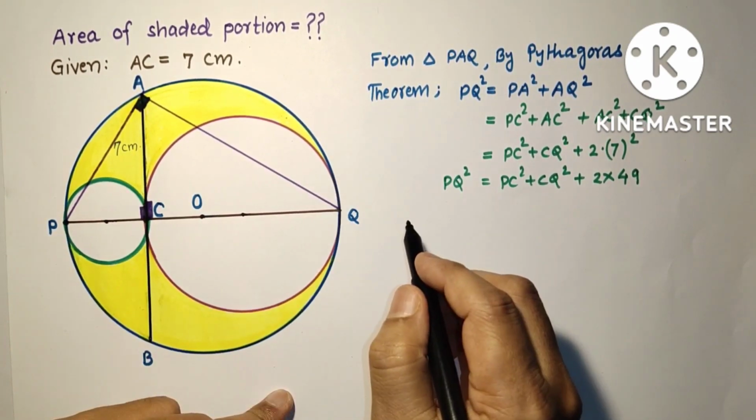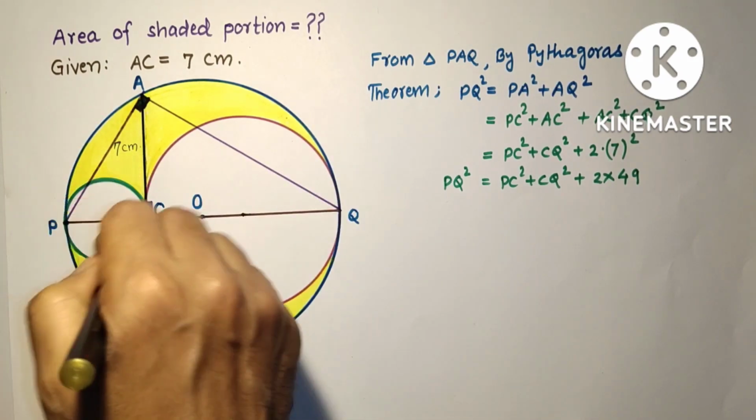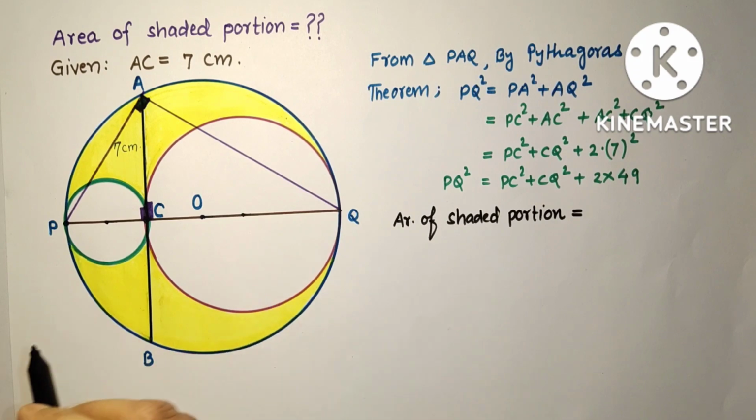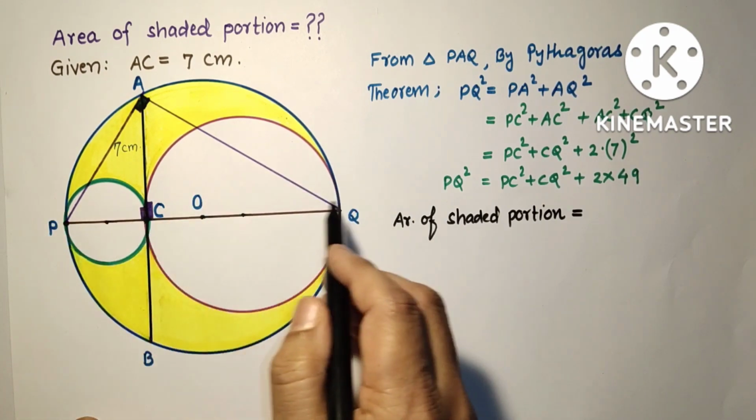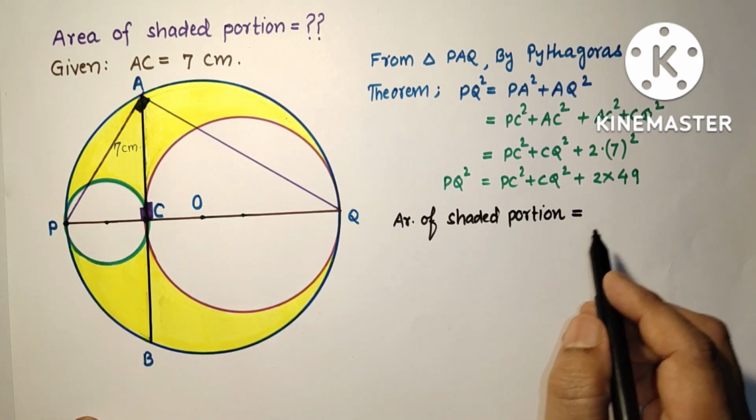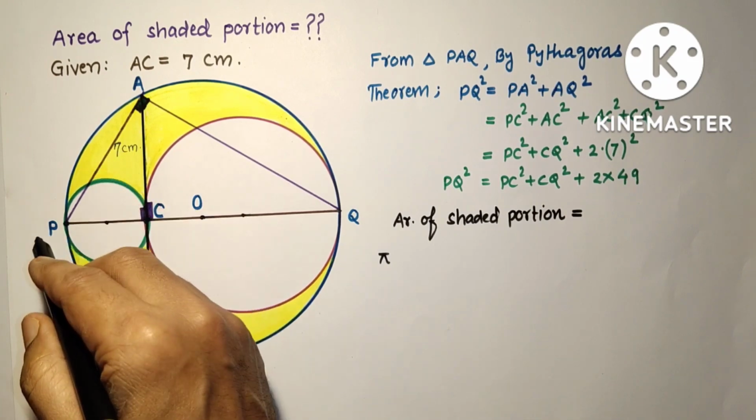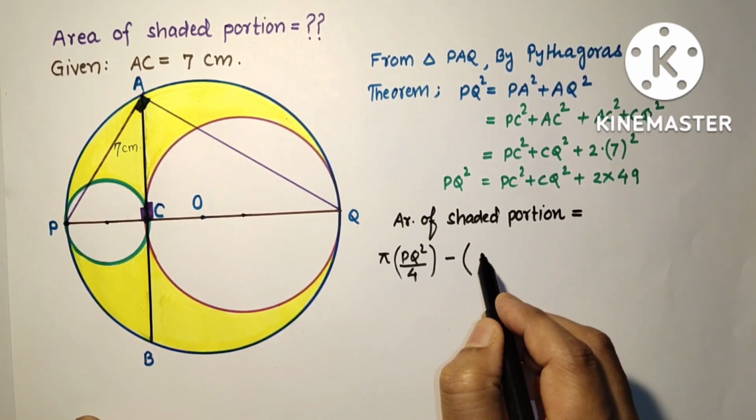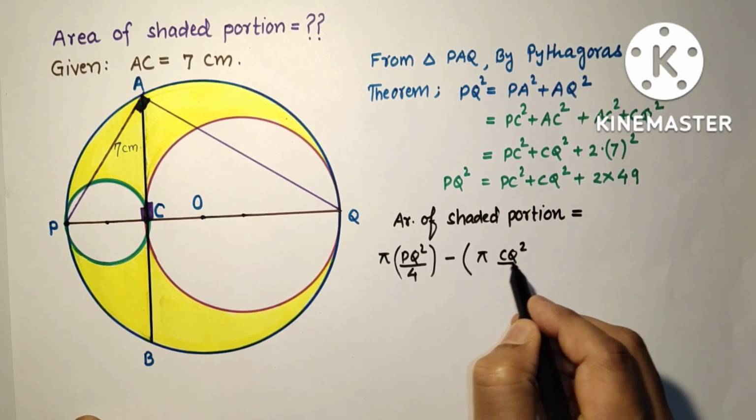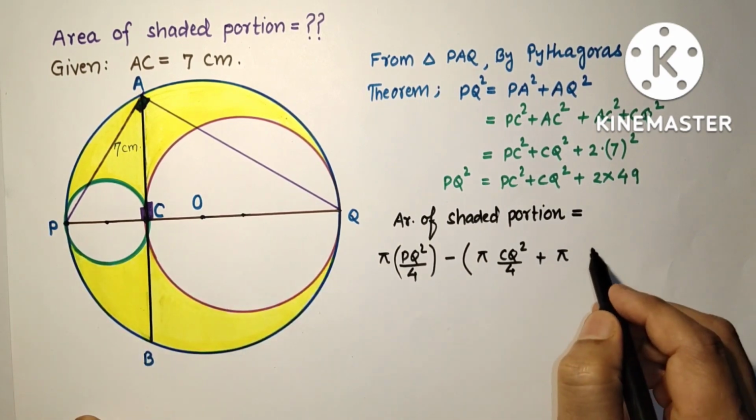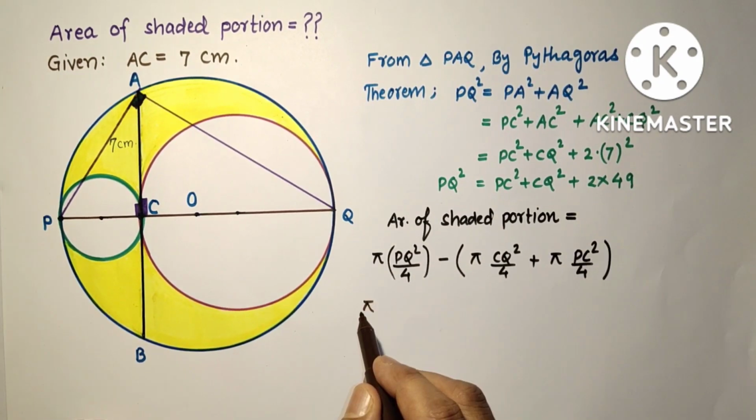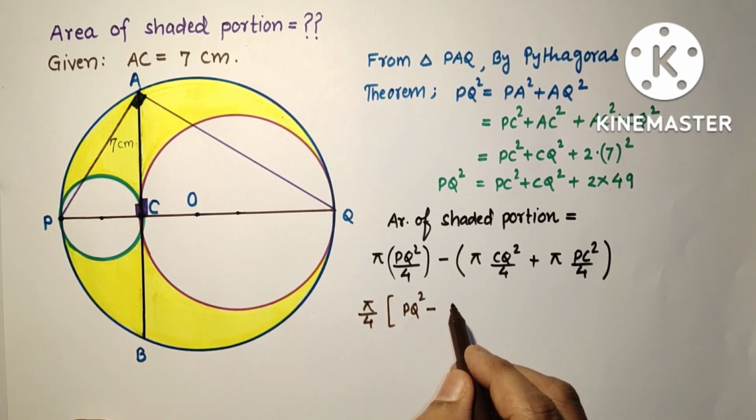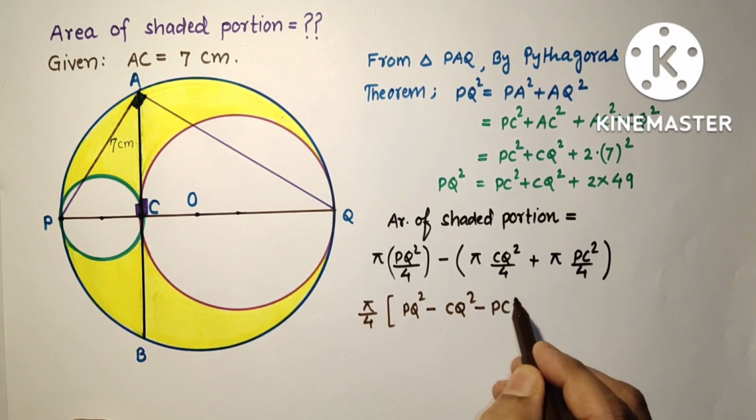Now the area of this shaded portion is the area of the bigger circle minus the area of this circle and this circle. So the area of the shaded portion is equal to the area of the bigger circle whose diameter is PQ, so the radius is PQ by 2, minus the sum of the areas of these two whose diameters are CQ and PC, so the radii are CQ by 2 and PC by 2. So we can say that pi PQ square by 4, pi diameter square by 4, minus pi CQ square by 4 plus pi PC square by 4. We can take pi by 4 common. So PQ square minus CQ square minus PC square.